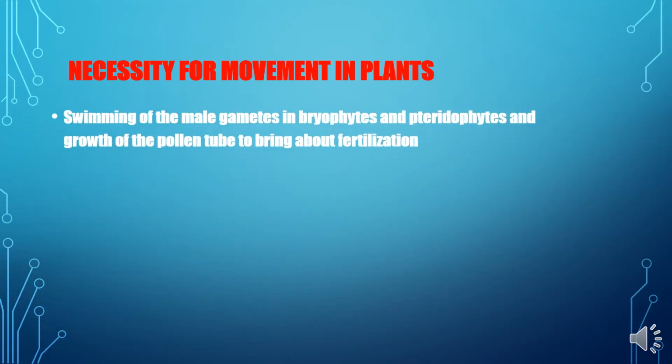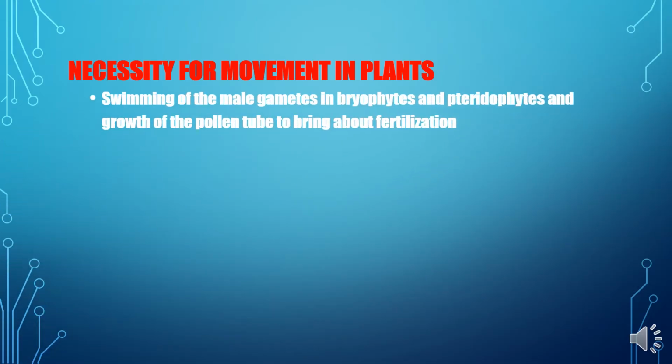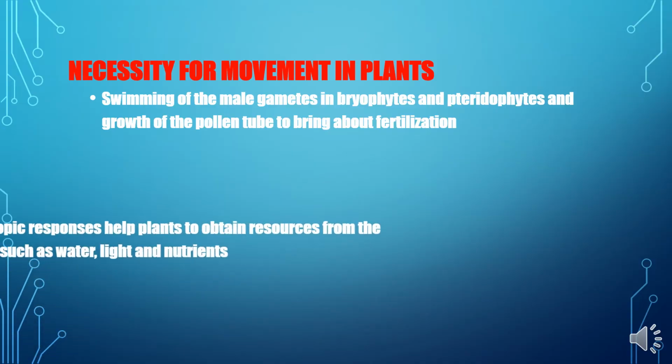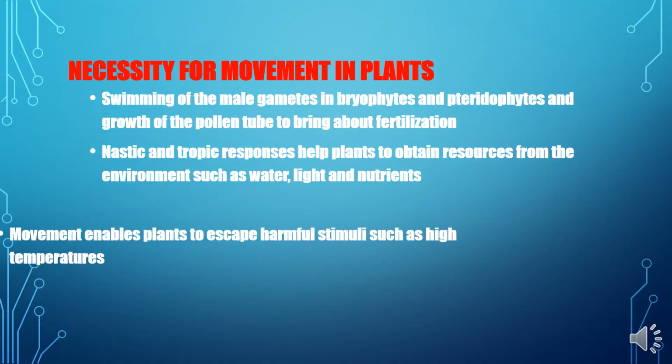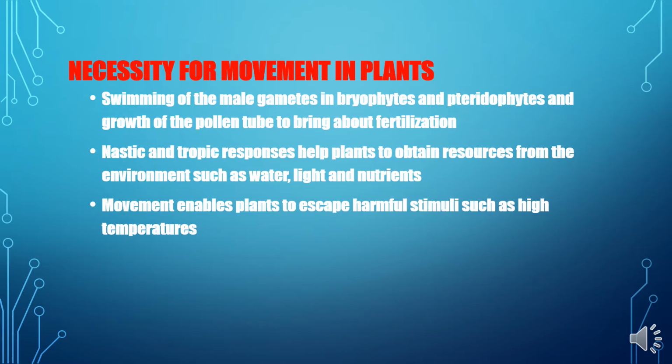Necessities for movement in plants. Number one is swimming of the male gametes in bryophytes and pteridophytes and growth of the pollen tube to bring about fertilization. Number two, nastic and tropic responses help plants to obtain resources from the environment such as water, light, and nutrients. Movement also enables plants to escape harmful stimuli such as high temperatures.